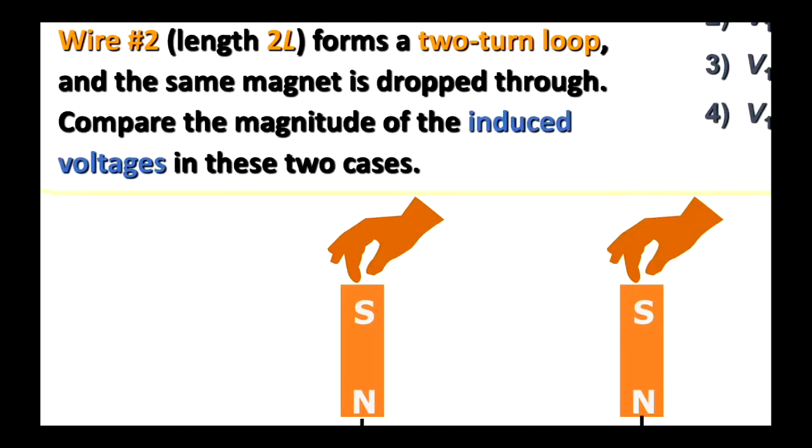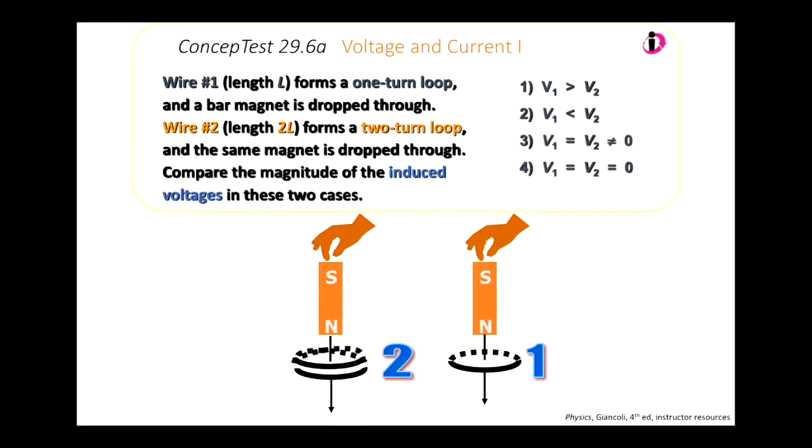How about this? Look at these creepy hands. Look at what's happening here. Wow. These disembodied hands that have apparently just dropped a magnet. We are only going to consider as the magnet is approaching the loop. Don't let it fall all the way through. And we want to compare the magnitude of the induced voltage in these two cases.